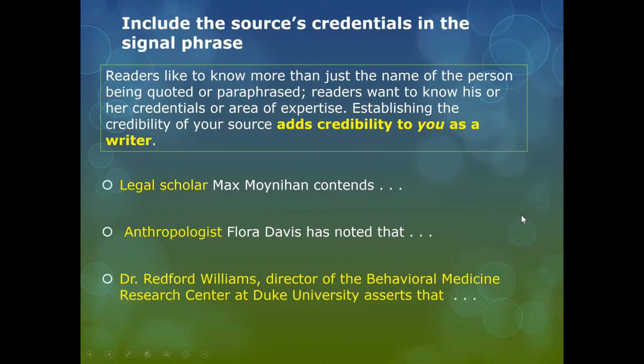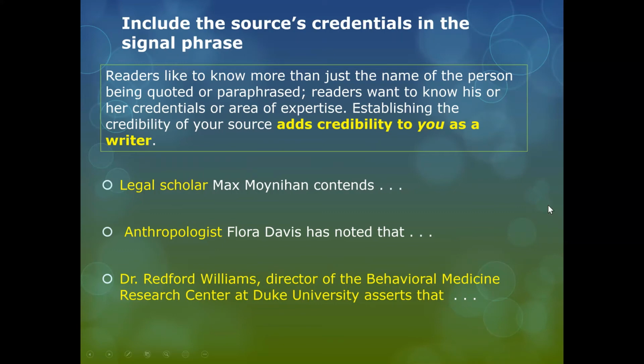All right, but back to introductory phrases or signal phrases, as sometimes they're referred to. If the author's credibility is important to supporting the point that you want to make, if you're making a point about the law and you have a legal scholar to help you support that point, then you need to let your reader know that. All right, legal scholar Max Moynihan contends. That's an introductory phrase that lets your audience know that they're about to read a quote from a guy who knows what he's talking about.